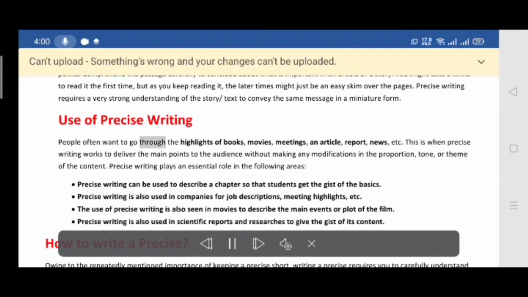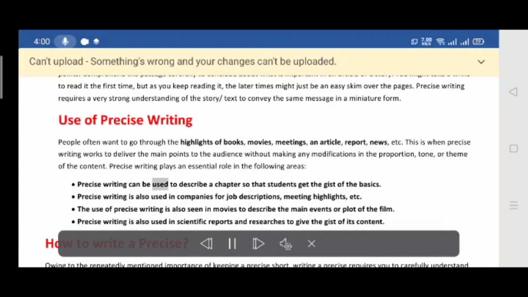Use of précis writing. People often want to go through the highlights of books, movies, meetings, an article, report, news, etc. This is when précis writing works to deliver the main points to the audience without making any modifications in the proportion, tone, or theme of the content. Précis writing plays an essential role in the following areas.